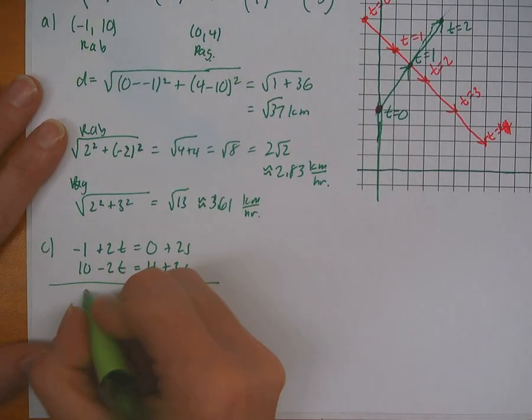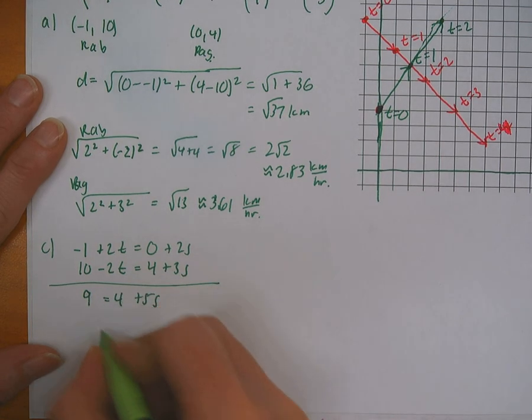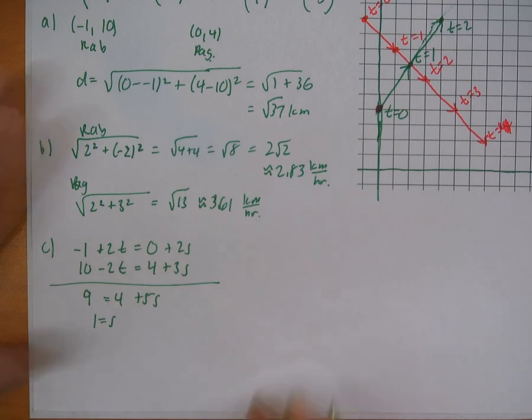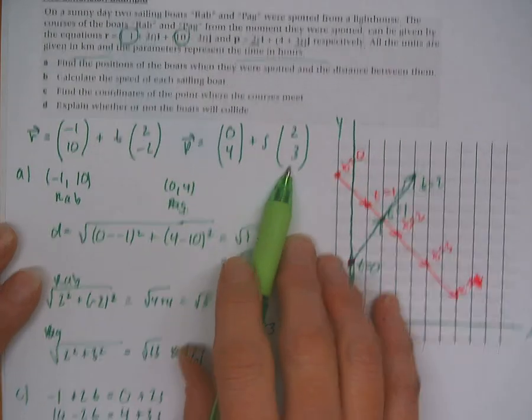If I add straight down, I get 9 equals 4 plus 5s. And so s equals 1. To find out where the location is, where they meet, I simply plug in s equals 1 to the PAG equation here.